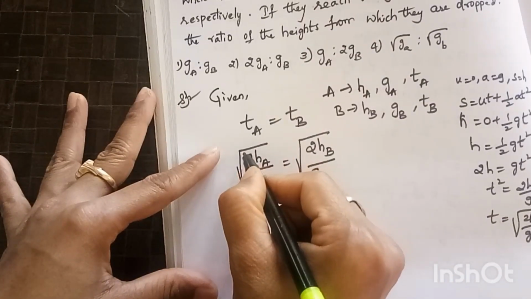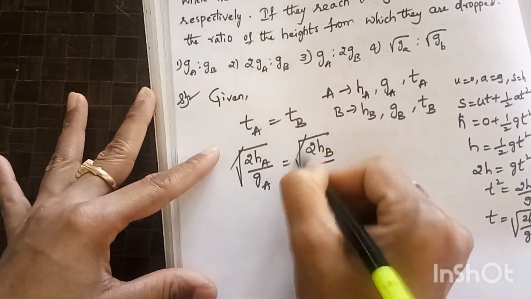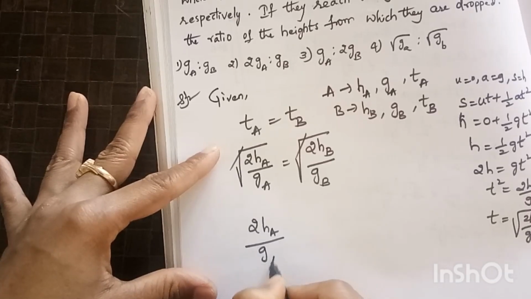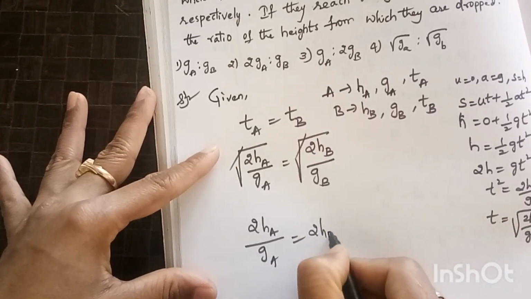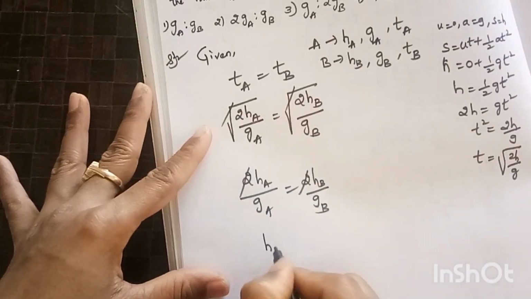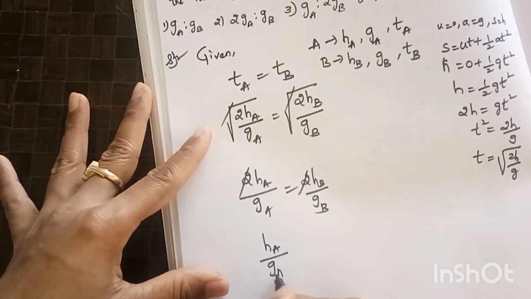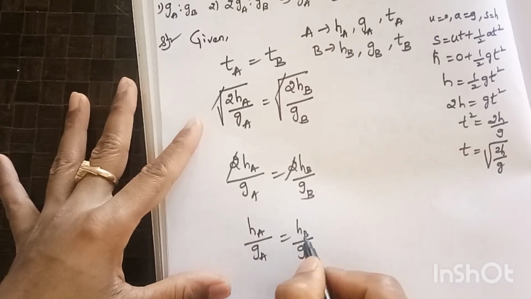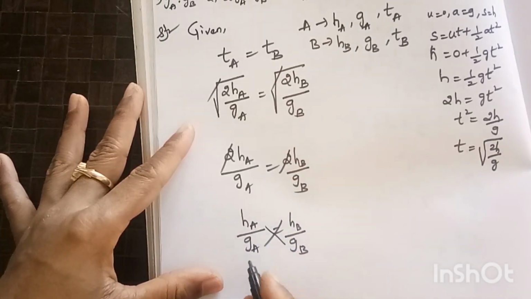On both sides, the square root will be cancelled. 2 HA by GA equals 2 HB by GB. The 2 will be cancelled. So HA by GA equals HB by GB. They say to find the ratio of heights, so make cross multiplication.